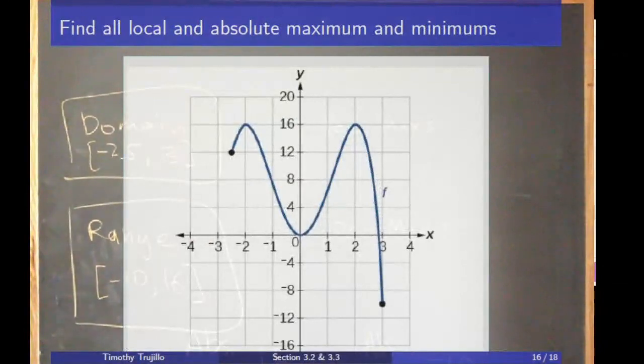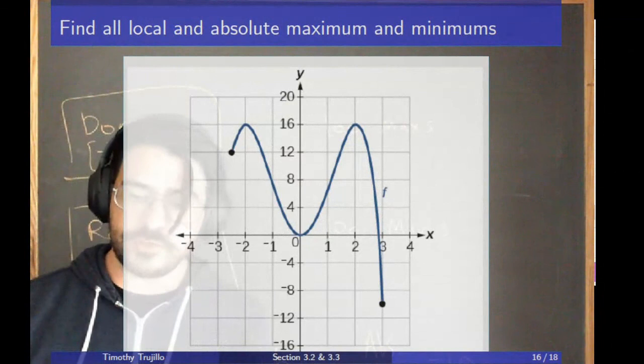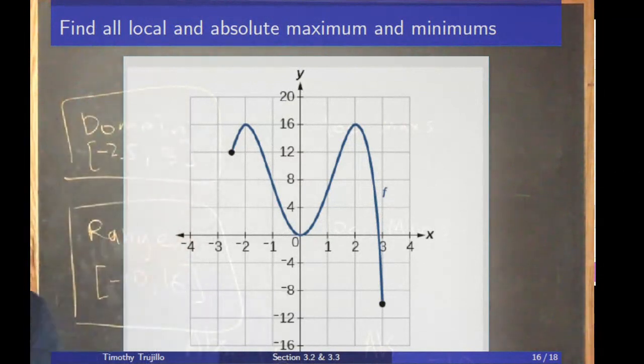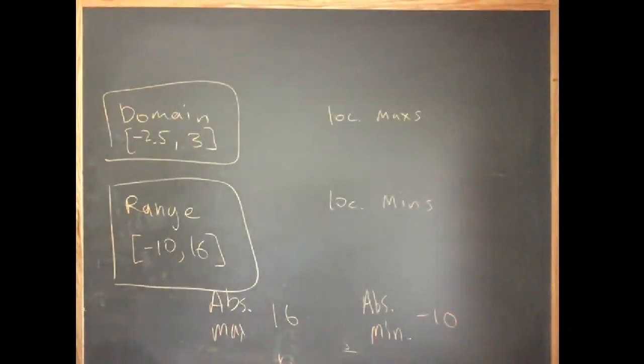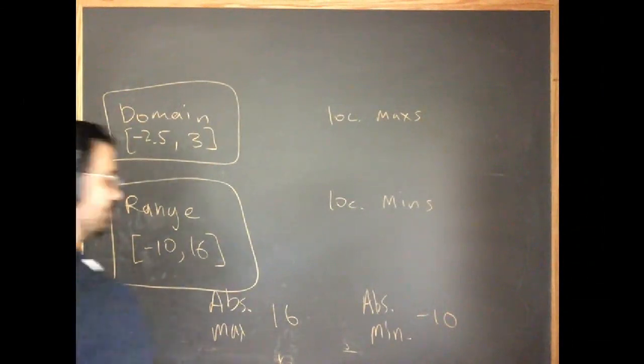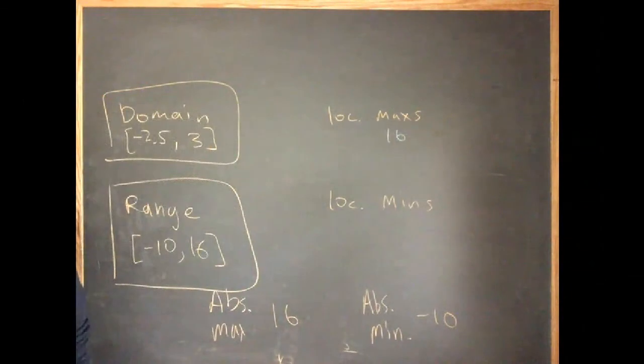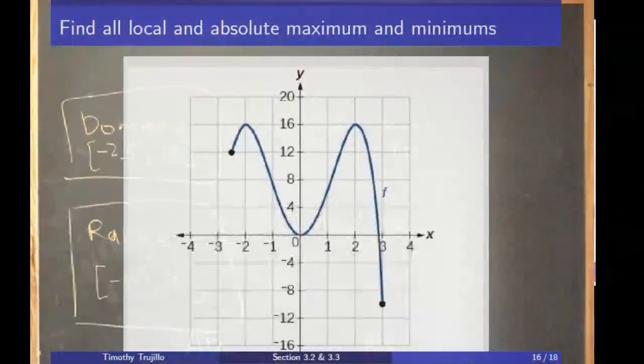Okay, there's the graph. So the place where they occur is the maximum occurs at -2 and 2, right? That's where you hit 16. And the minimum occurs at 3. Okay, so the local maximums are the same thing as the absolute maxes here. So the local maxes are over there at 16 as well. But what is the local minimum? So there's a local minimum that's not an absolute minimum. What would it be?